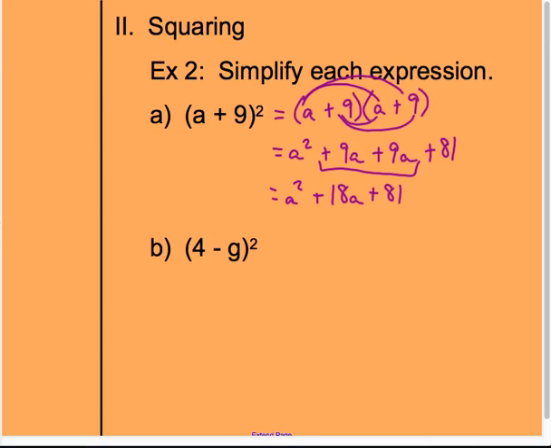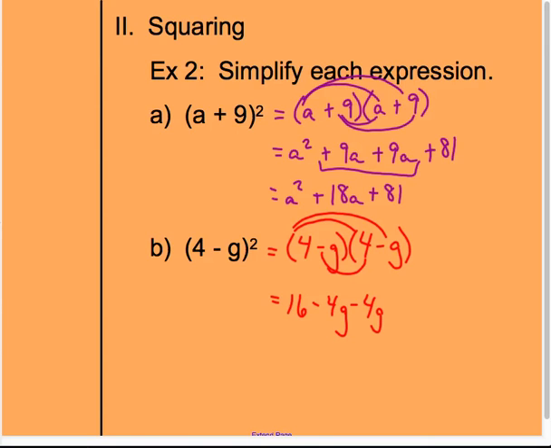Now with the conjugates and the squaring, we will always have like terms to combine. When we saw multiplying binomials yesterday, we had a couple that didn't have like terms. But squaring and conjugates will always have like terms. Again, writing this out the long way, 4 minus G times itself, and then distributing. 4 times 4 is 16. 4 times negative G is negative 4G. 4 times negative G, negative 4G. And negative G times negative G is positive G squared. So make sure you're watching your signs when you multiply your positives and negatives.